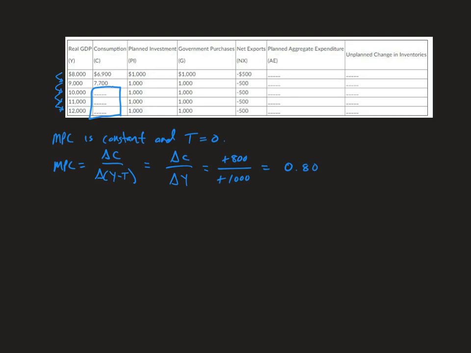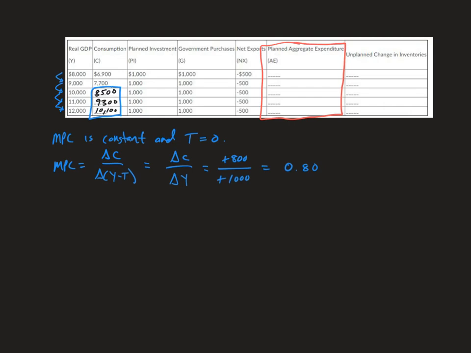So if we add 800 to that, we're going to get 8,500. If I add 800 to that, I'm going to get 9,300. If I add 800 to that, I'm going to get 10,100. So we've gone ahead and quickly filled in that first part. Now the next part we'll do is calculating that planned aggregate expenditure.